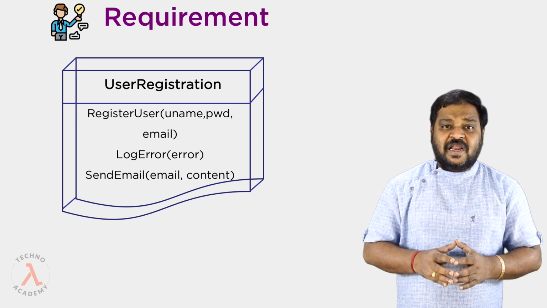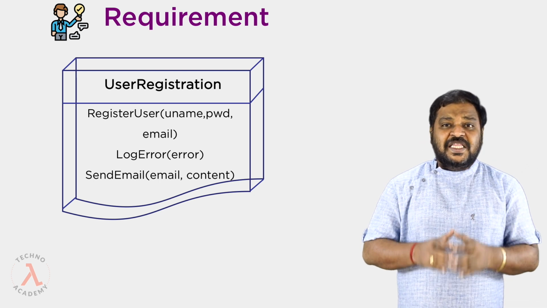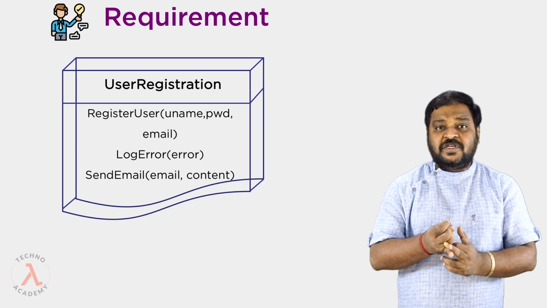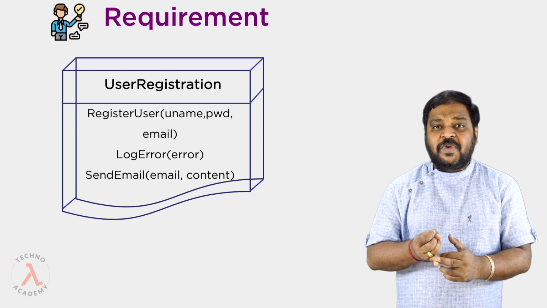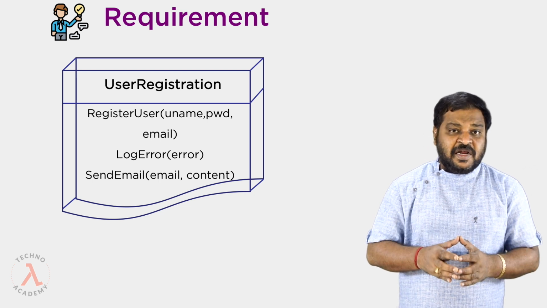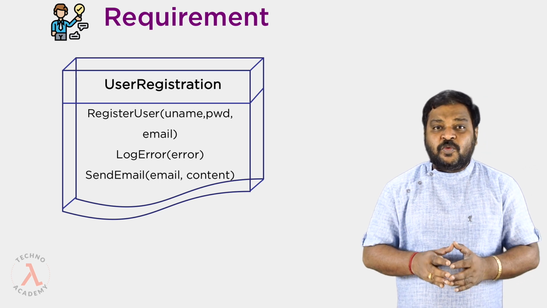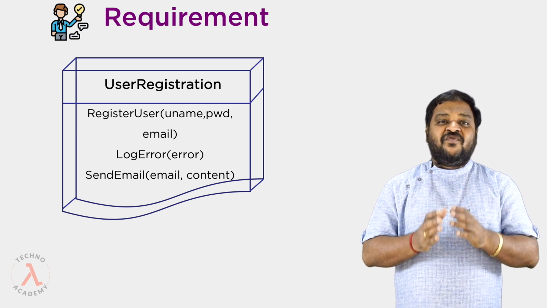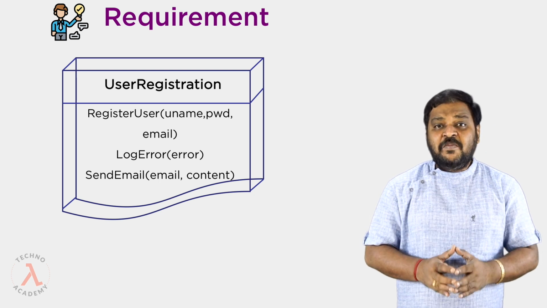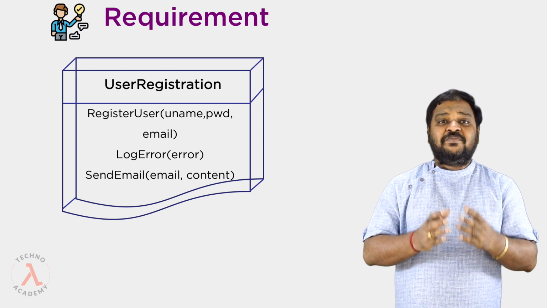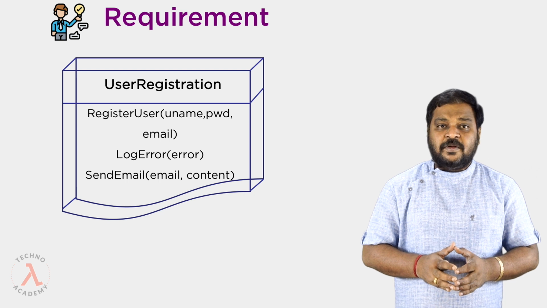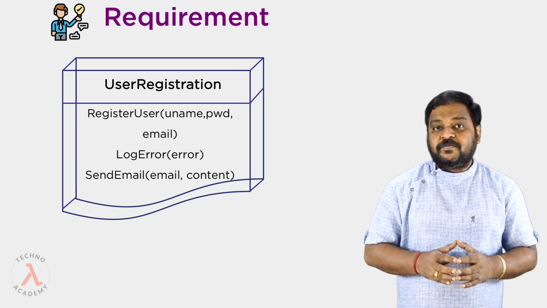So within the class user registration, they will try to create three different methods such as register user, which will accept the username, password and the email ID. Then a method to perform the log operation, which accepts the error. And finally a method like send email, which might accept the email ID and also the content to be sent, right? Now, a quick question.